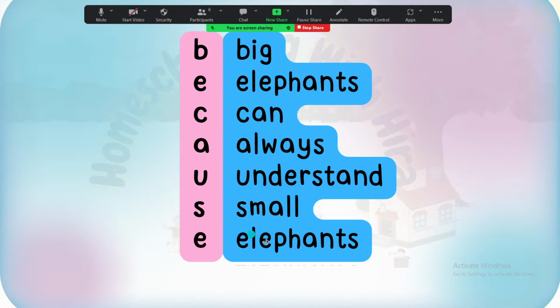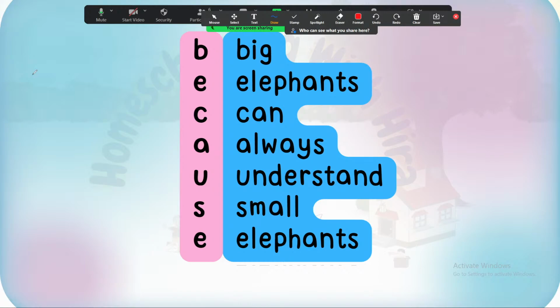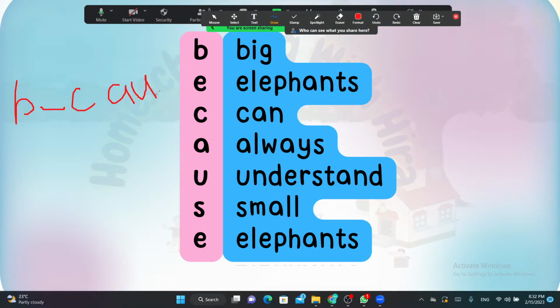Silly sentences catch children the most. So if your sentence is silly, they will just remember it, and keep recalling this sentence in their mind and write the spelling. Big elephants can always understand small elephants, and this is your spelling of because. Once, twice, thrice they will do this and they will master their spelling, then they don't need to do this again and again.